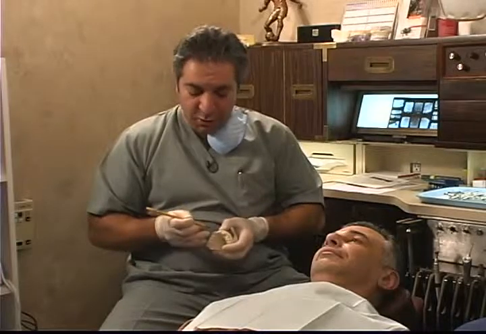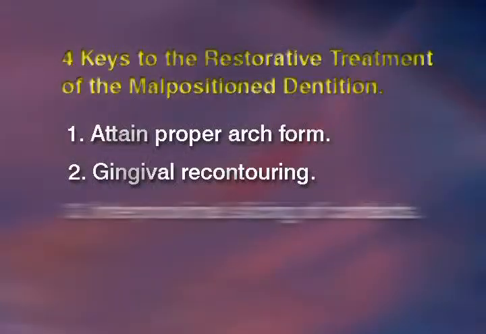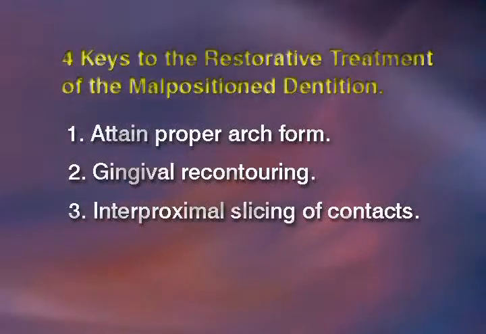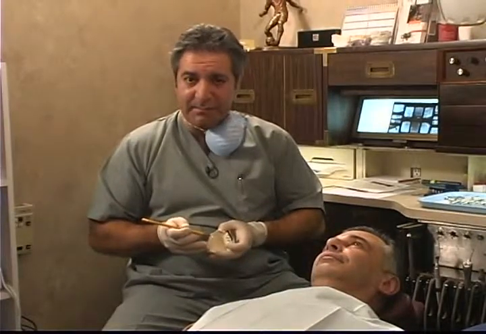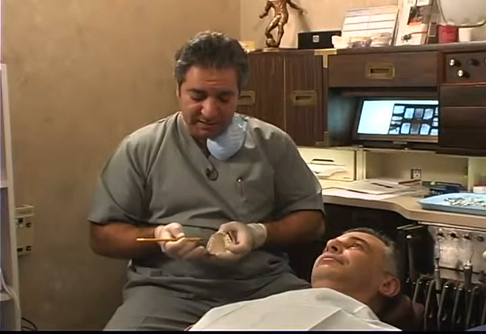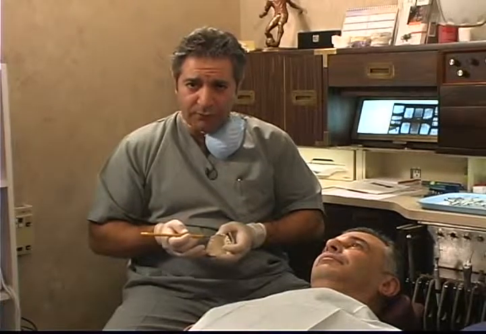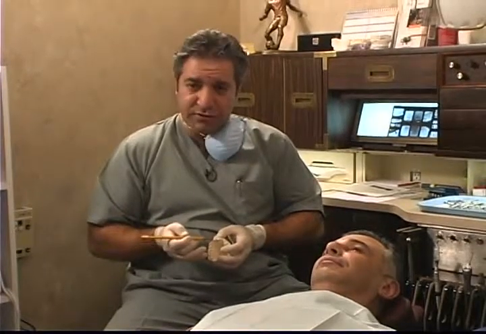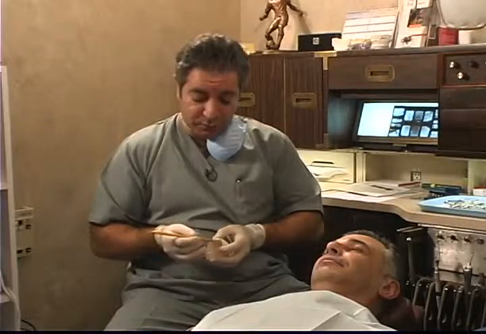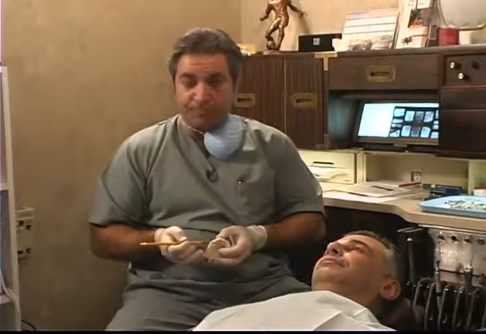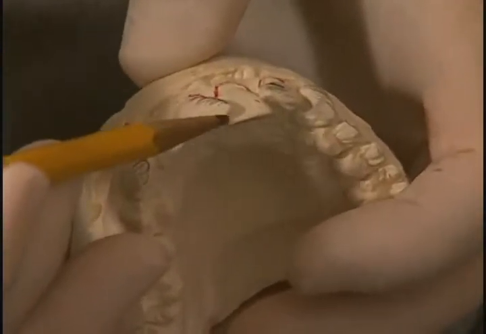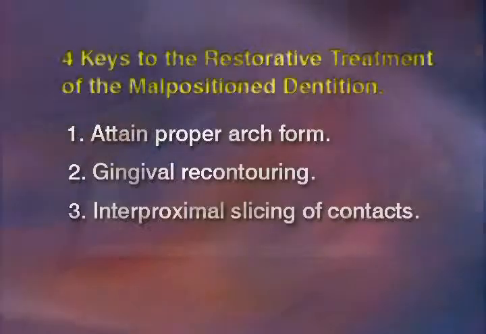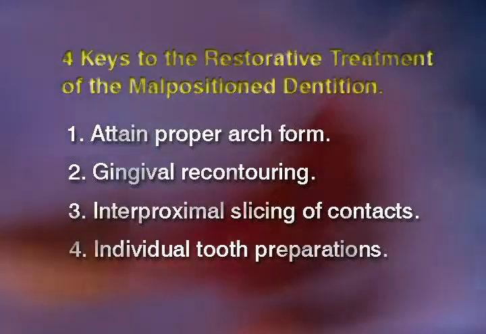Thirdly, we'll be going through all the interproximal contacts and breaking them. That is probably one of the more often forgotten steps in treating this type of dentition. The reason why you want to go through the interproximal contacts is to allow us the ability to create golden proportion. So after the proper interproximal slicing has occurred, the last step will be our actual tooth preparations.